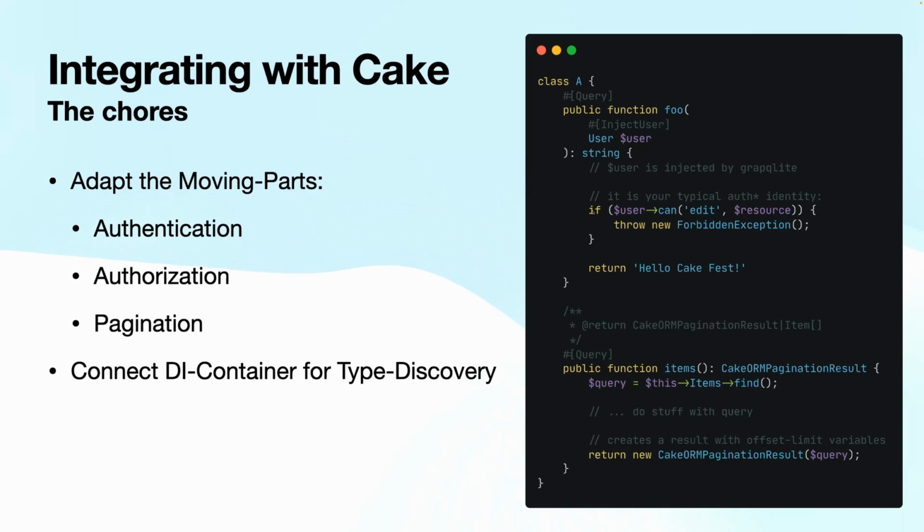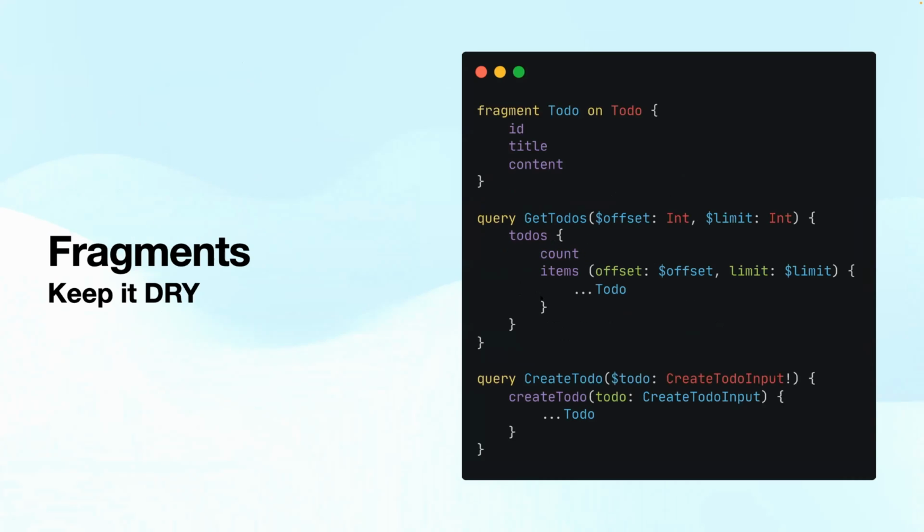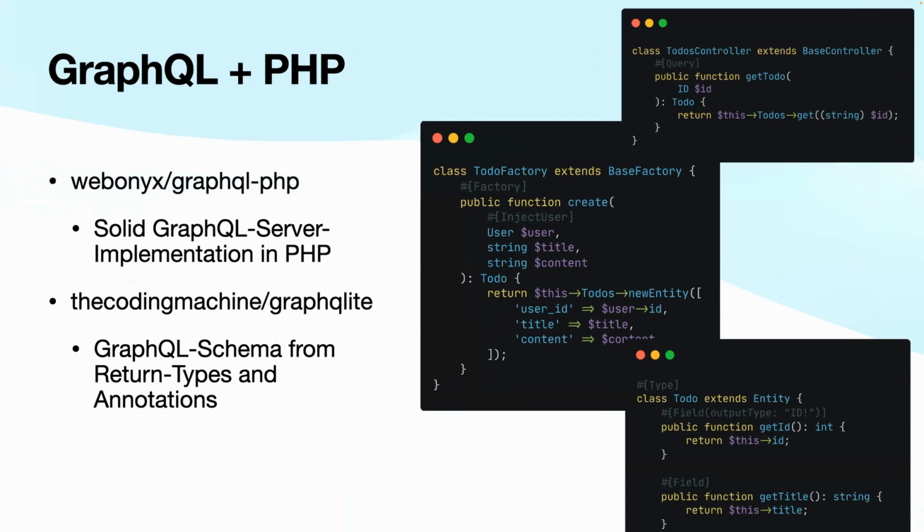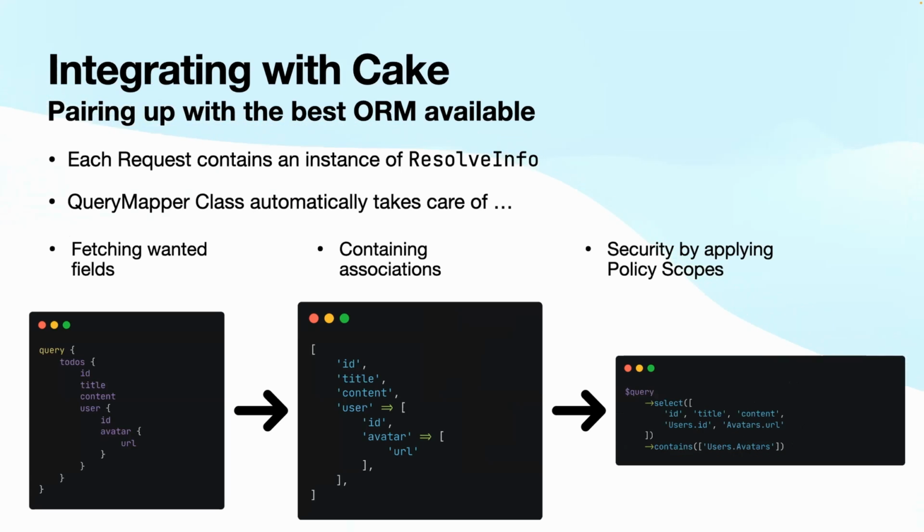So you have the user here and you can do everything you would have done with this authentication get result, but you have it directly here. And by adapting the pagination, you only have to return a new CakePagination result, throw the query at it, and you're fine. This thing will take care of returning you this count and items type and taking offset and limit so that you can do pagination in your client. Everything typed.